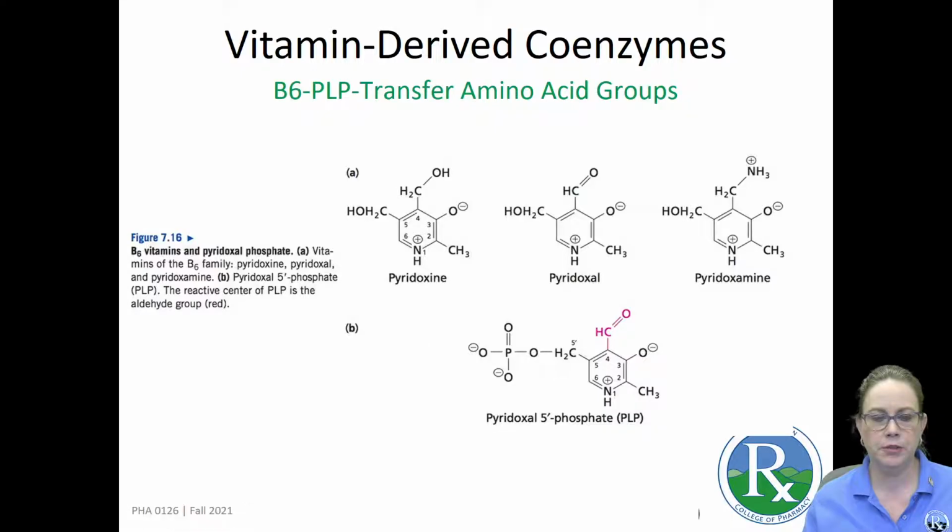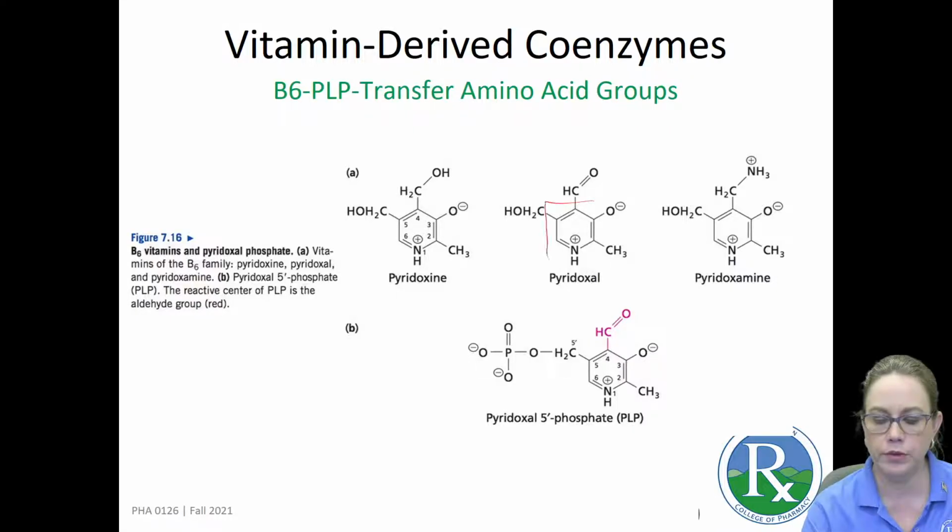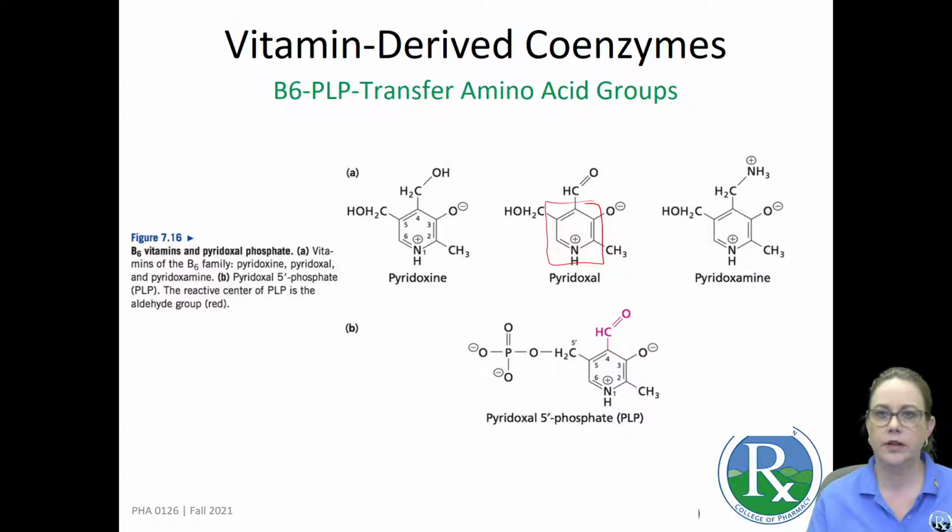A similar related molecule to the nicotinamide ring is going to be our pyridoxine or pyridoxal vitamin, which forms the pyridoxal 5-phosphate coenzyme. You notice on this ring we still have, and we'll just use the pyridoxal for an example, just like the nicotinamide, a pyridine ring system that's substituted.